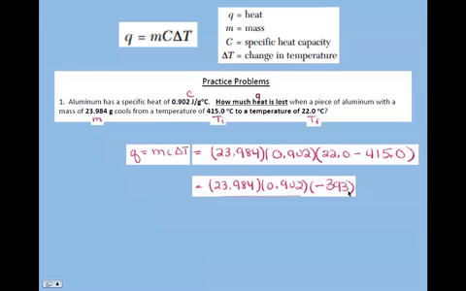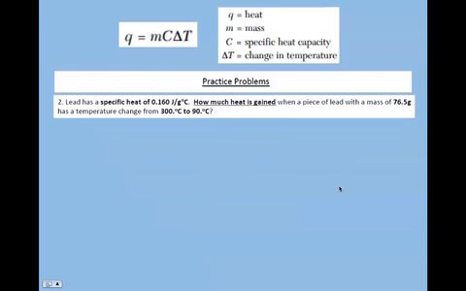And that makes sense. It cooled, so the temperature did go down. When you plug those three in and get the product, you'll see that it releases 8,502 joules. Okay, and that negative only just means that it lost that heat energy, which we can tell by the decrease in temperature. All right, let's look at another one.